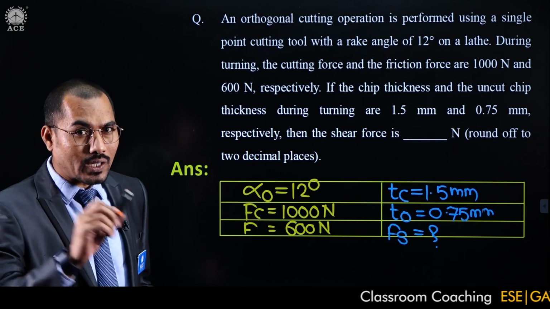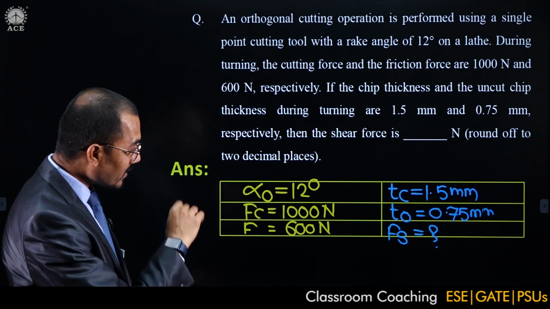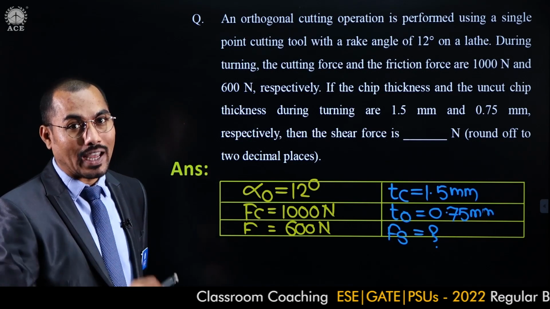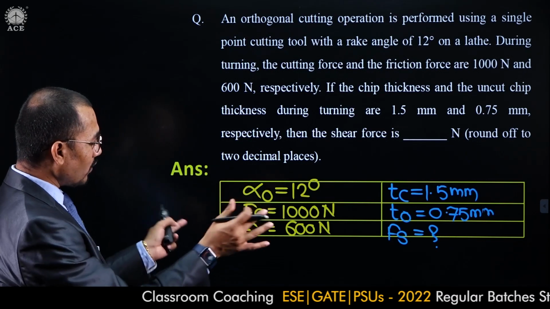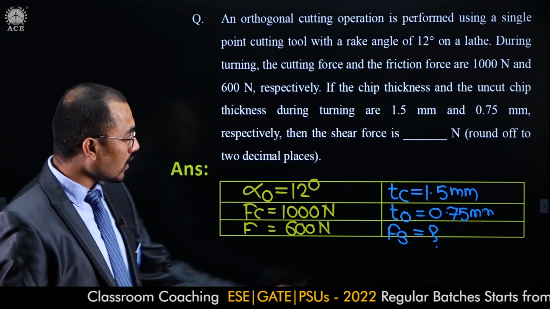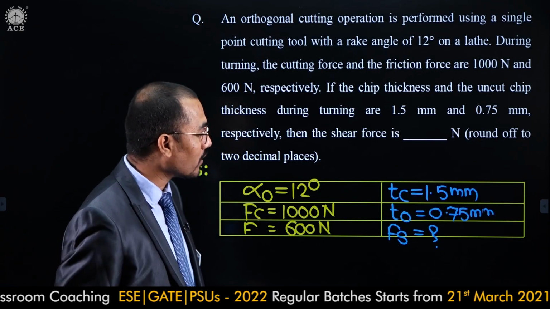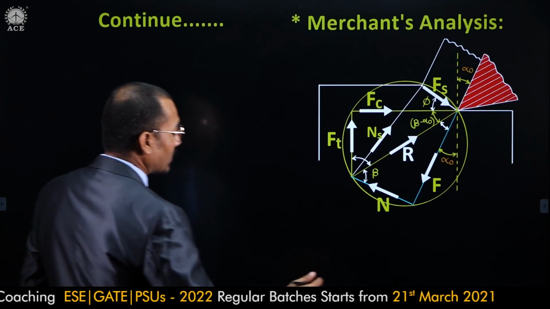But I also told you while teaching that whenever such data is given, it is very important that some modified formulas can be utilized for calculating the answer. We will try to segregate the data. When I looked at it, Tc and T naught are given, which means chip thickness ratio can easily be calculated from here.